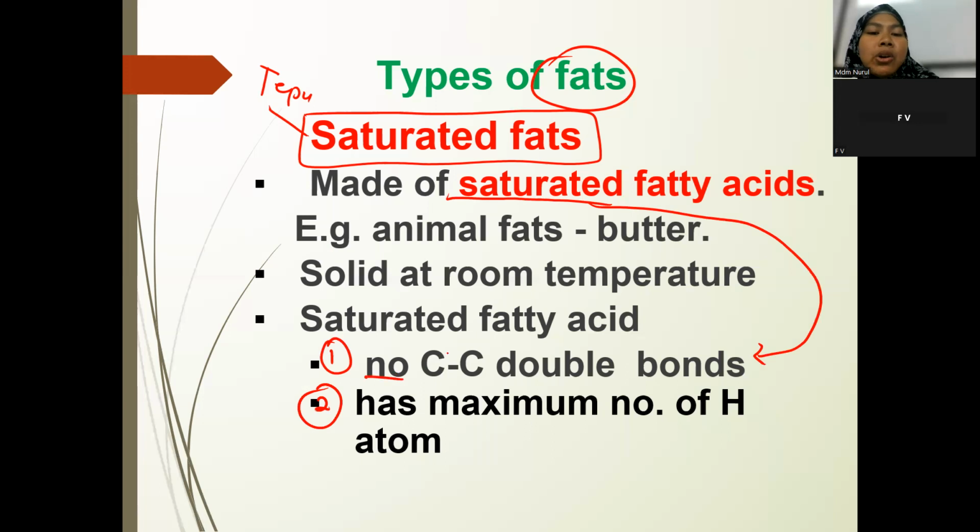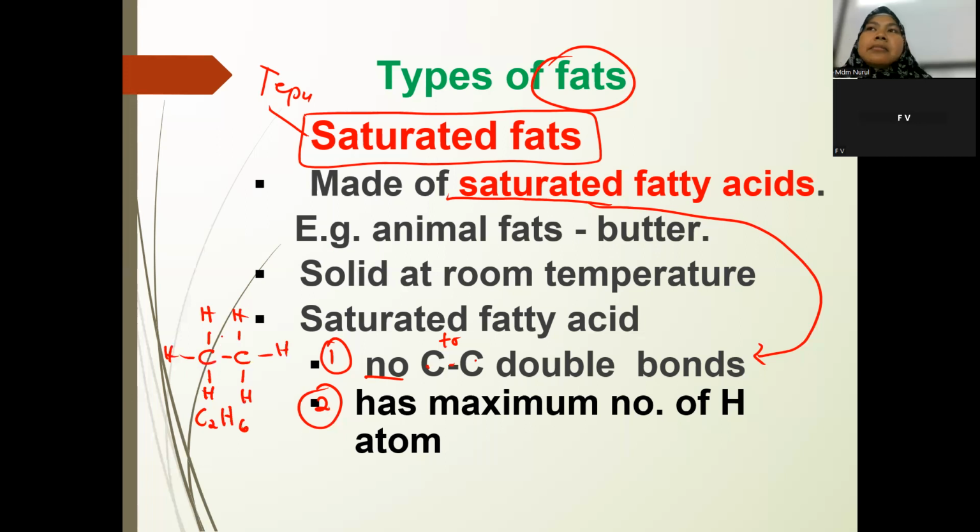no carbon to carbon double bond. Tak ada double bond antara carbon. Maksud dia apa? Contoh, madam buat ni. C2. Tak ada double bond kan? So, bila C2, H awak akan penuh. H, H, H, H, H, H. So, dia jadi C2H6, 1, 2, 3, 4, 5, 6. Nampak tak? No carbon to carbon double bond.